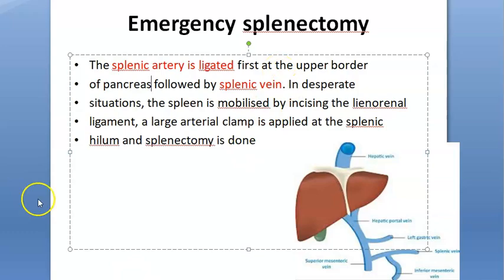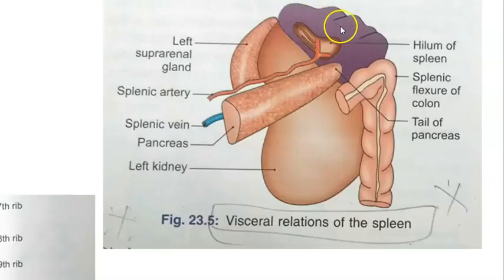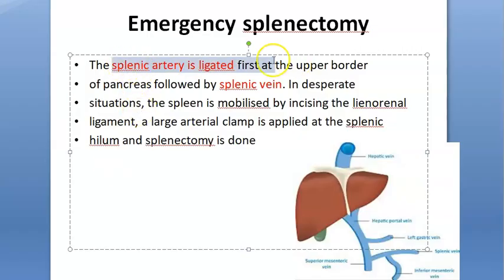You want to know where the splenic artery is. So look at this. Here's the spleen and here's the splenic artery. And here's the pancreas. They said the upper border of the pancreas, there somewhere you will ligate this, right? So, did you get it, people? The splenic artery is ligated first at the upper border of the pancreas, followed by the splenic vein.